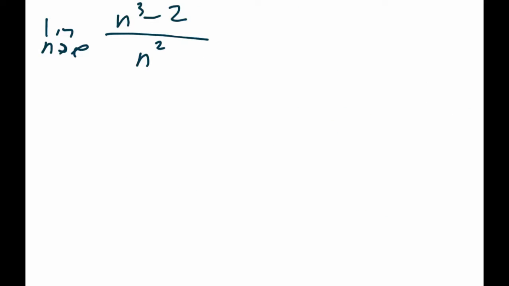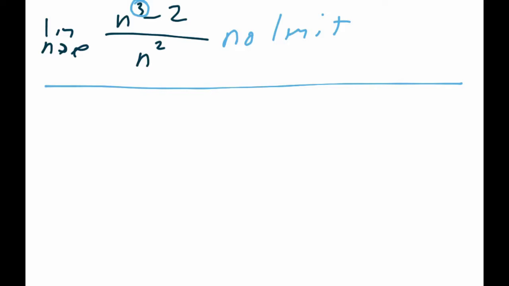For problem number 39, we have two different types of problems here. The first one, we will always look for the highest exponent. When the highest exponent is on top and we're trying to do a limit to infinity, the answer is going to be no limit. And that happens anytime the higher exponent is on the numerator.